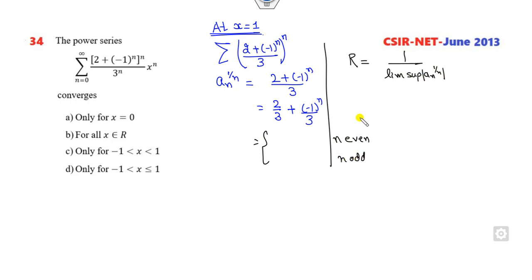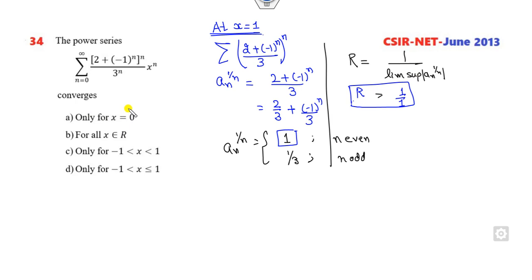I have to find the radius of convergence. If n is even, this value will be positive, so 2 plus 1 is 3 over 3, that is 1. If n is odd, this number is negative, and it is 1 over 3. So that is a_n of this. Can you substitute this value here? What is the supremum? The supremum is 1. So the radius of convergence is 1.